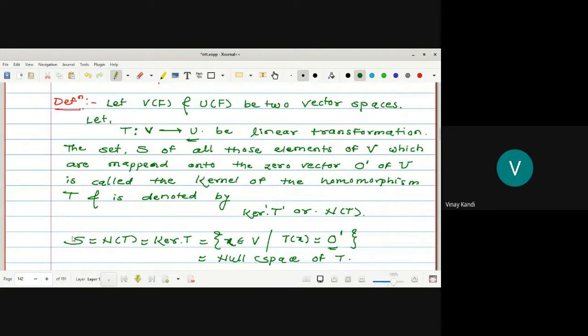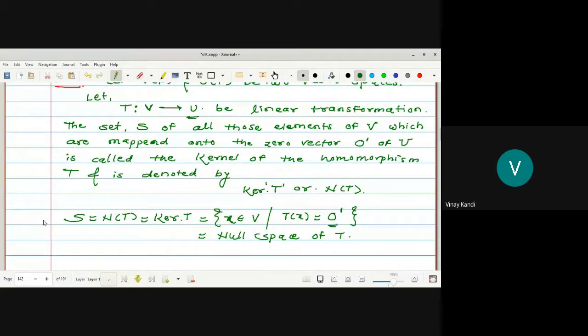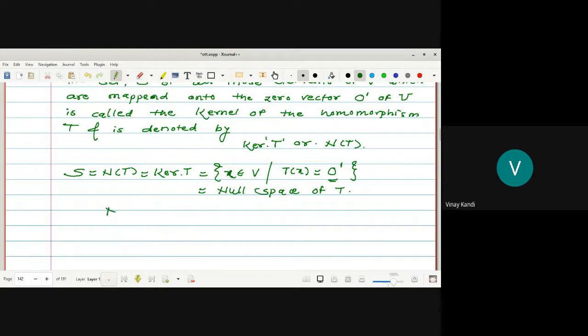Later on we are going to prove that the null space of T is a vector subspace. This N of T becomes a subspace of V. In this null space there is a collection of elements from V, so this is a subspace of V. We are going to prove it later on.